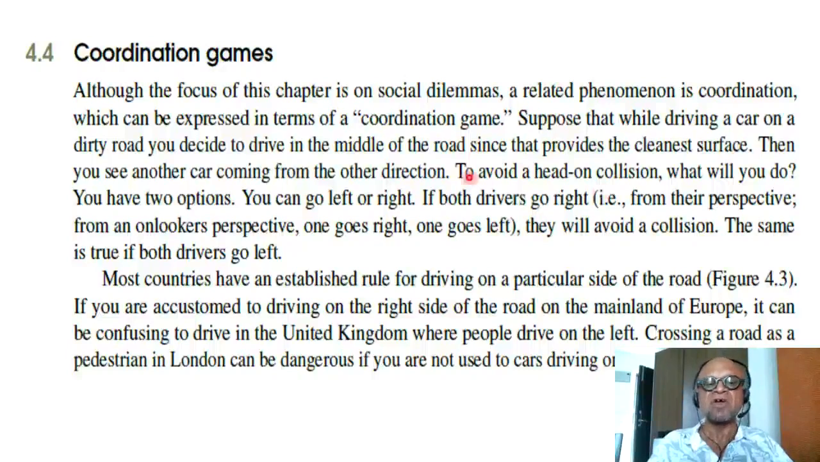Then you see another car coming from the other direction. To avoid a head-on collision, what will you do? You have two options. You can go left or go right. If both drivers go to the right, so they go away from their own right, the other person's right will be your left, so you both move in opposite directions. So if both drivers go right, from an onlooker's perspective, one goes right and one goes left, they will avoid a collision.